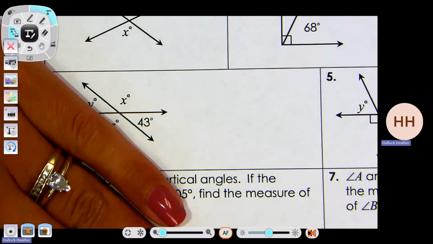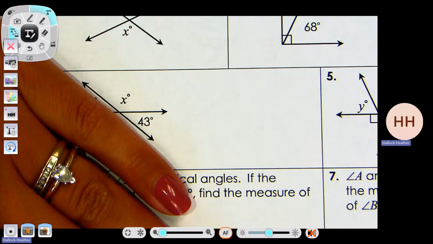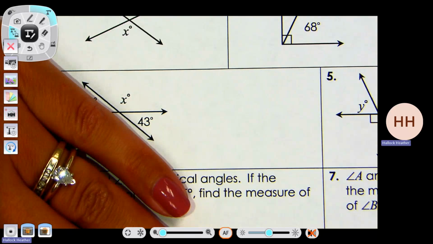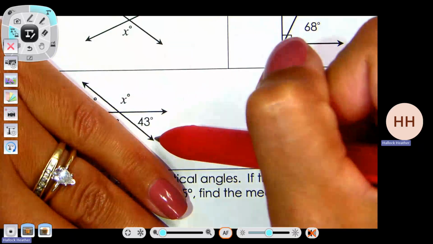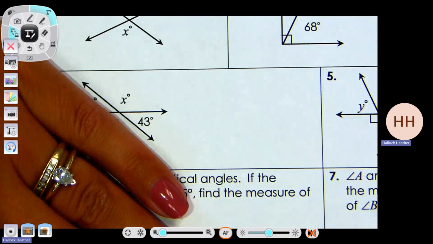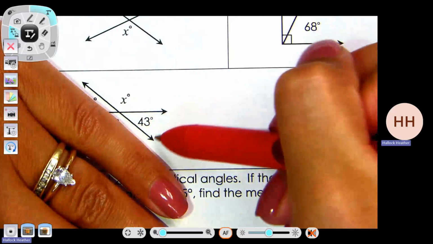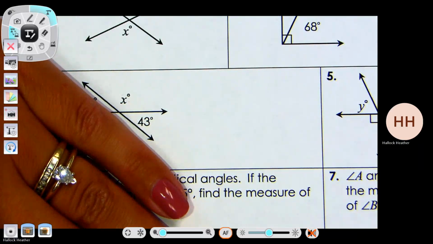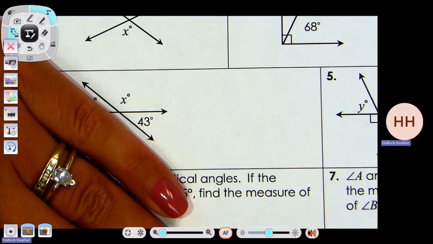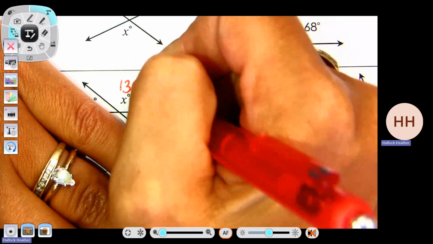So if I am just looking at my X and my 43, because I don't know anything else, how could I find X if I know next to it is 43? How much would they add to make in total? 180, because technically this is a linear pair. So they're adding to make that straight line. So in a calculator, we don't even have to really show math. If I take 180 and I subtract 43, how much would X be? Somebody with a calculator, what is it? 137.